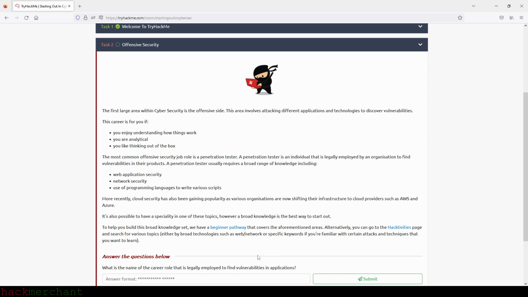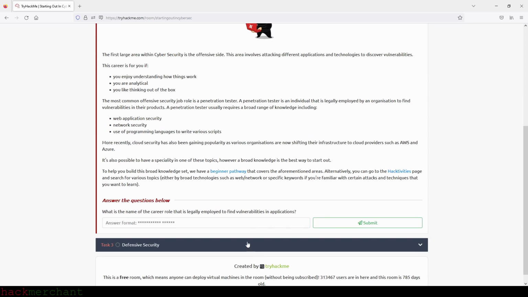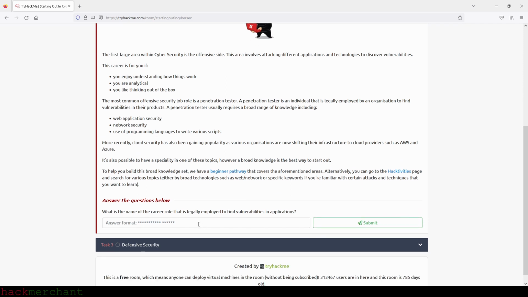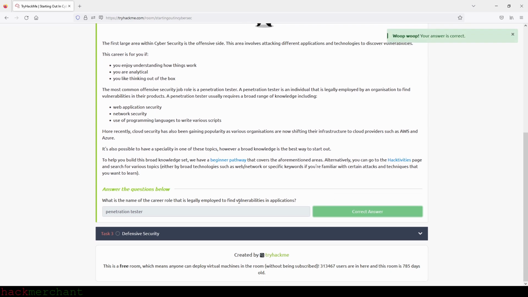Okay, and now let's answer the question. What is the name of the career role that is legally employed to find vulnerabilities in applications? And that is penetration tester. So let's type that in. Like this, and we submit. And let's move on to the next task, which is defensive security.